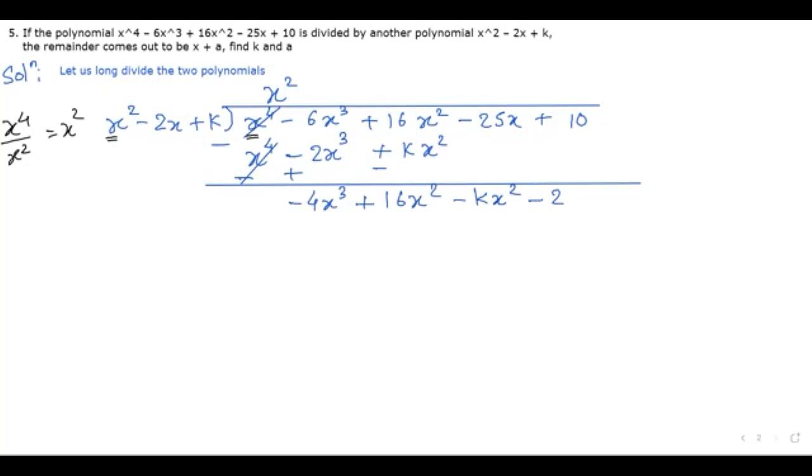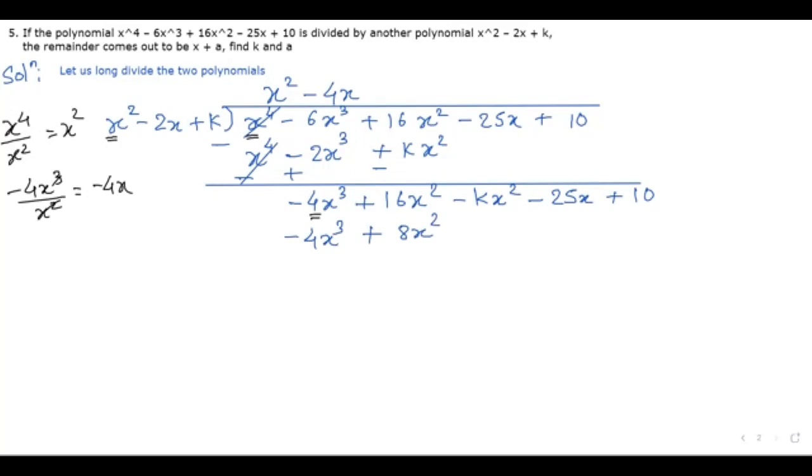Yeah, three terms I have got. Minus 25x plus 10 come down as it is. Again in my rough work, first term minus 4x cube upon x square, x square gets cancelled, minus 4x remains. Here comes a minus 4x. Minus 4x into x square is minus 4x cube. Minus 4 into minus 2 is plus 8x square.